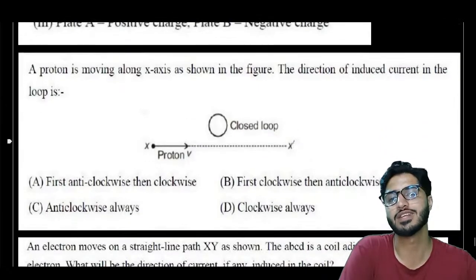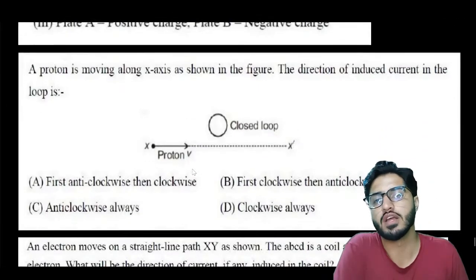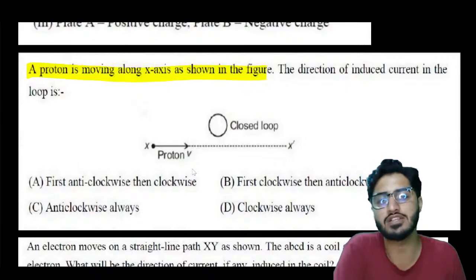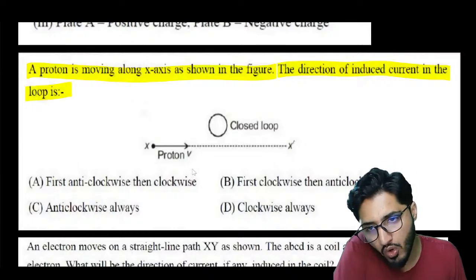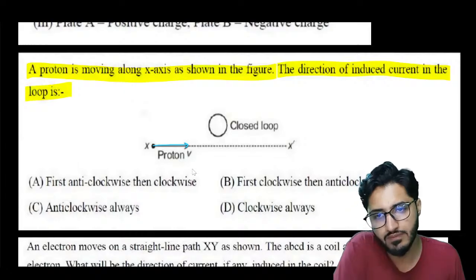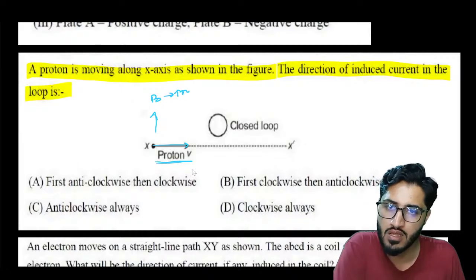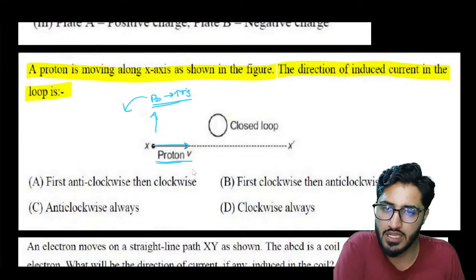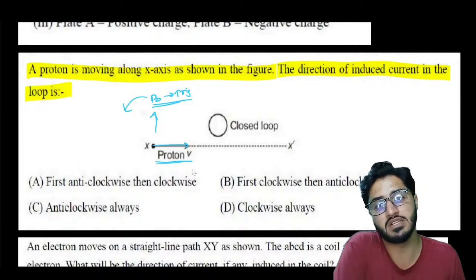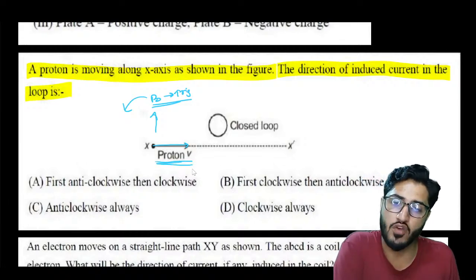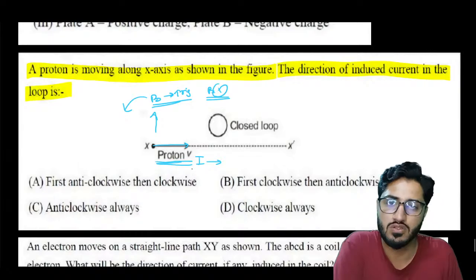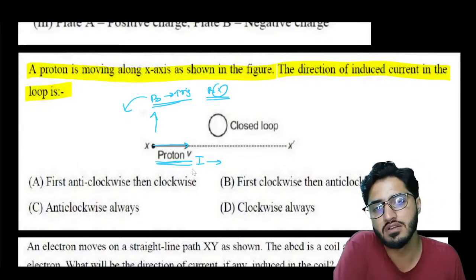Okay, next one. You can see now, look, a proton is moving along the x-axis as shown in the figure. The direction of induced current in the loop is, see now, my proton is approaching the loop. That means my B is increasing. So it should decrease it. If proton means positive, that means current is going in this way. So B is in this way and it is increasing. So my flux should be decreasing. Decreasing means clockwise.